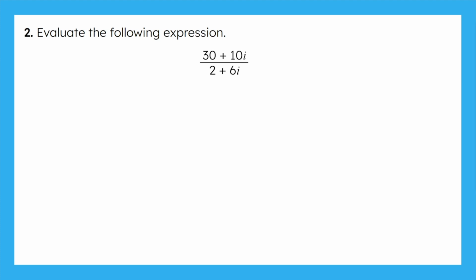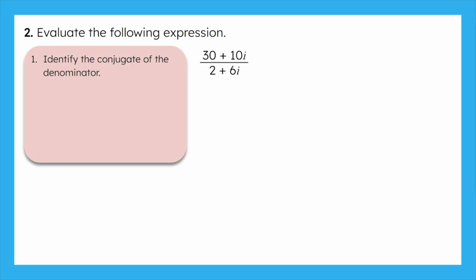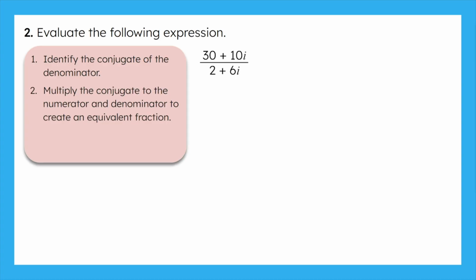Here's our next example. 30 plus 10i divided by 2 plus 6i. What's our first step when dividing complex numbers? Yeah, we need to identify the conjugate of the denominator. And why do we need the conjugate to divide complex numbers? We multiply the conjugate to the numerator and denominator to create an equivalent fraction that will simplify to a single complex number in standard form.